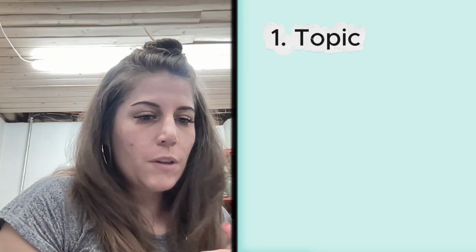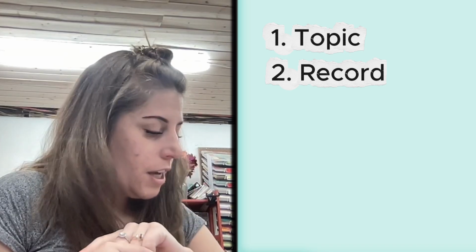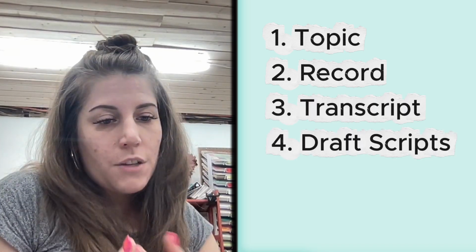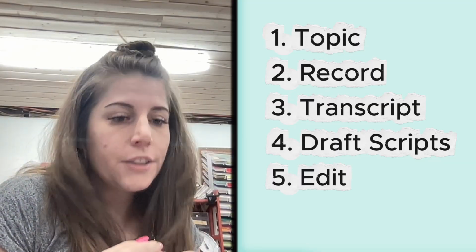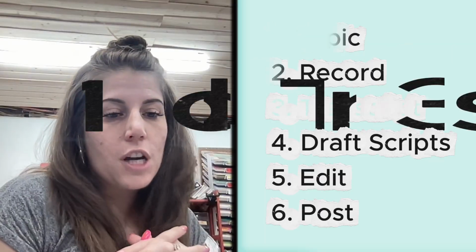There's 6 steps. Number one, you're going to come up with your topic. Then you're going to record your video. Then you're going to get the transcript. You are going to draft as many videos as possible from that transcript. And then you are going to edit in CapCut using the transcript. And then you're going to schedule it to post. And hopefully you should come out with 10, 15 new videos that you can schedule to post on your social medias.